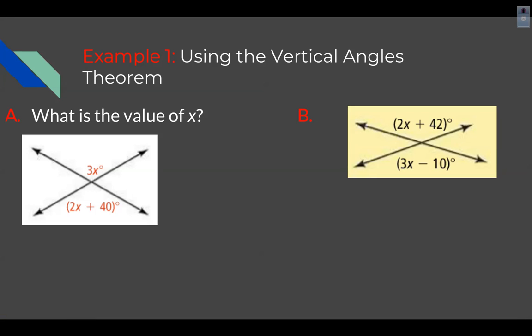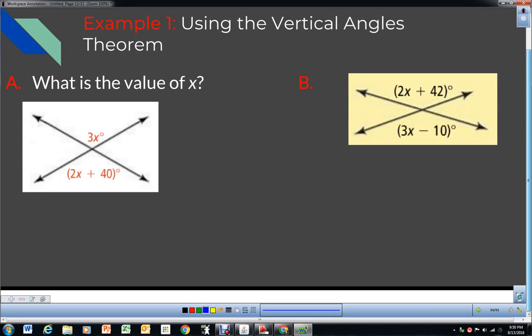So let's take a look at this. Assuming that we understand that vertical angles are congruent, what is the value of x? If I look at a problem like this, I see two vertical angles, so I should know that these two are equal. This angle and this angle are equal to each other. So to set it up, we're going to say that 3x is equal to 2x plus 40. Now it's a matter of solving for x. So I'm going to subtract 2x. x is equal to 40. Very quick and easy.